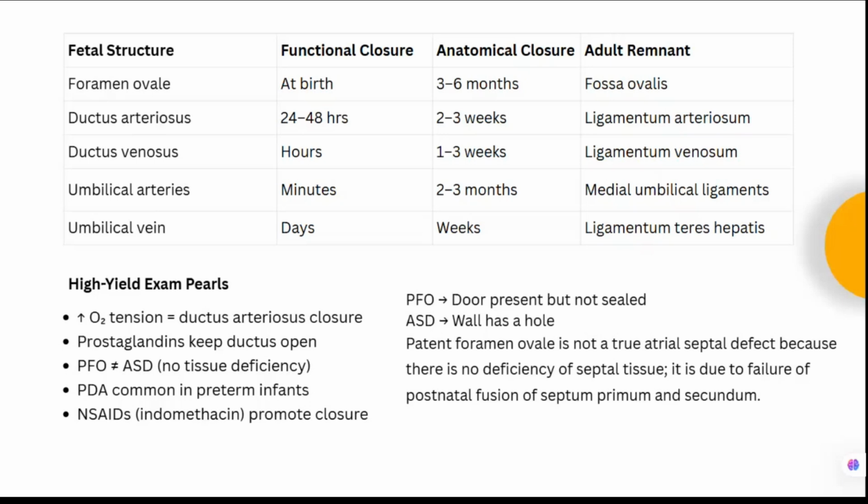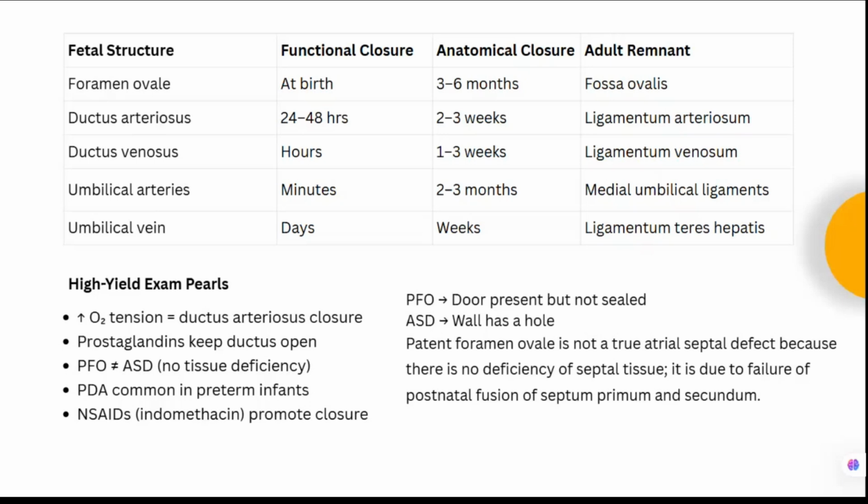Okay, so that is the fate in the adult. Now they can ask you certain things. The oxygen tension is high, and high oxygen tension will lead to the ductus arteriosus closure. The prostaglandins keep this ductus open.